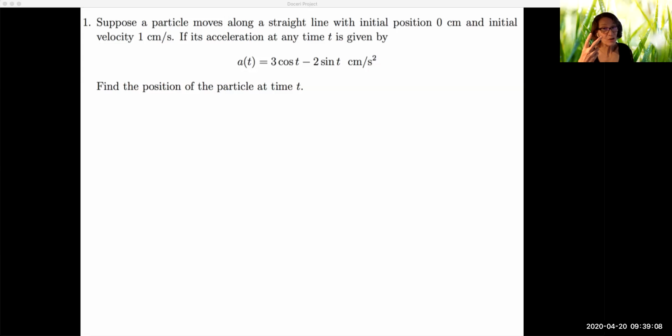We're given two initial values, the initial position and the initial velocity. And then it says if its acceleration at time t is given by this function a of t equals 3 cosine t minus 2 sine t centimeters per second squared, it asks us to find the position of the particle at time t. So notice we're given acceleration this time and asked to find position. We're given the acceleration function and we need to find the position function.